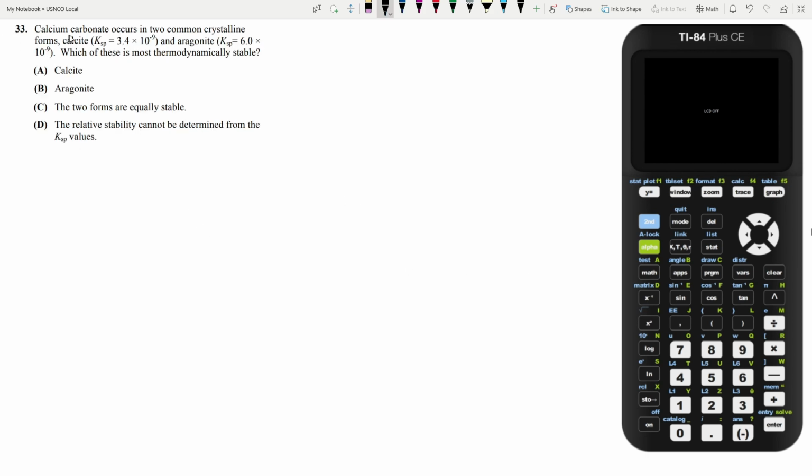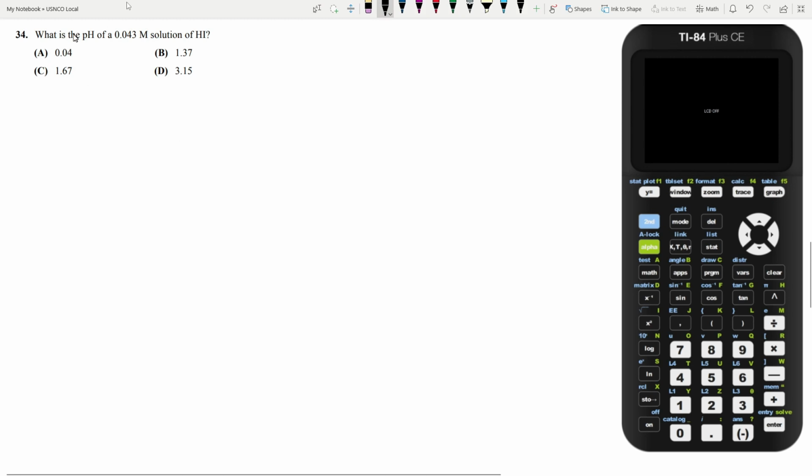Let's move on to question 33. Calcium carbonate occurs in two common crystalline forms, calcite and aragonite. I think that's how you say it. Which of these is most thermodynamically stable? Well, in order to find out which one is more stable, let's look at which one has a lower Ksp. Because if it has a lower Ksp, then it's less likely to dissolve. So it's more stable in its solid form, whichever one has the lowest Ksp. And we realize that calcite has a lower Ksp than aragonite. So calcite is more thermodynamically stable. Your answer is answer choice A.